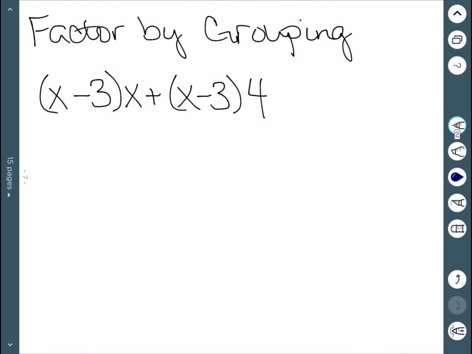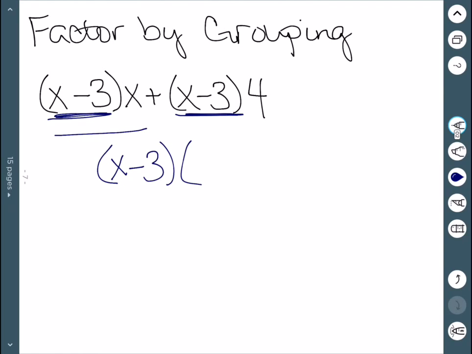The next thing we'll look at is factoring by grouping. And factoring by grouping is going to look at things that have something in common. It's going to be the same type of factoring by a common factor. Here we see that both of these things have an x minus 3. So if I try to remove it, in my first term I'm left with an x. My second term has a 4. So this factors into x minus 3, x plus 4.